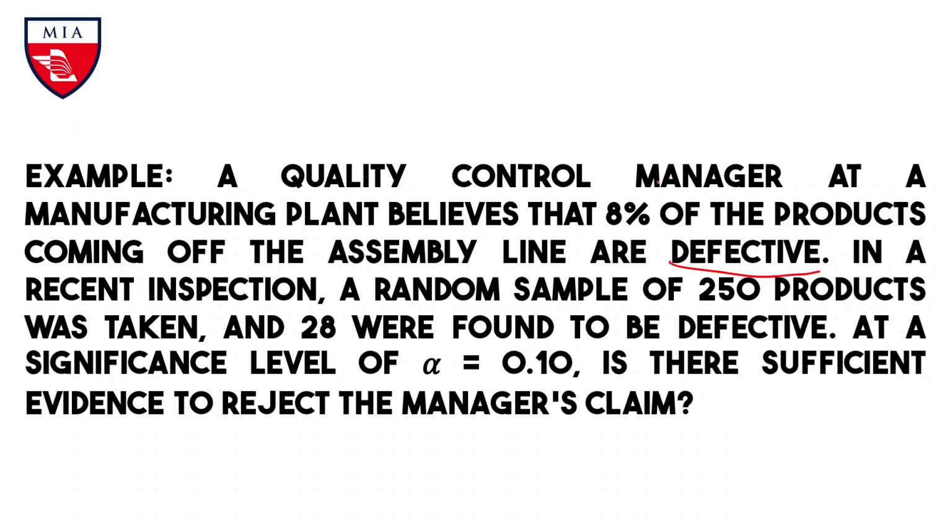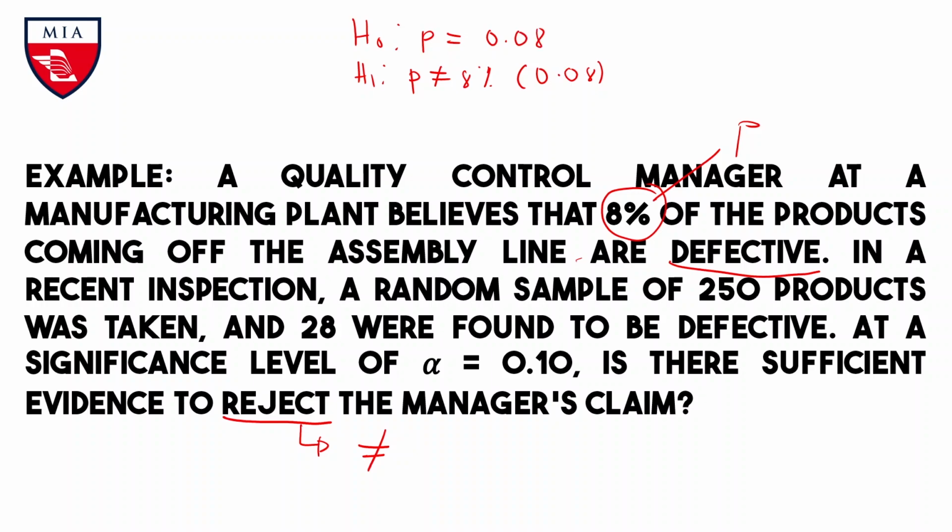So we are dealing here with proportion, because we have this percentage. Like I said last time, if you have a percentage in your problem, automatically, this is a proportion. The claim here is: is there sufficient evidence to reject? Therefore, if there's the word reject, it symbolizes not equal to. So our H1 is that the proportion is not equal to 8%, or this can be converted to 0.08. For our null hypothesis, the opposite, so we have proportion equal to 0.08. Okay, so let's start this problem.